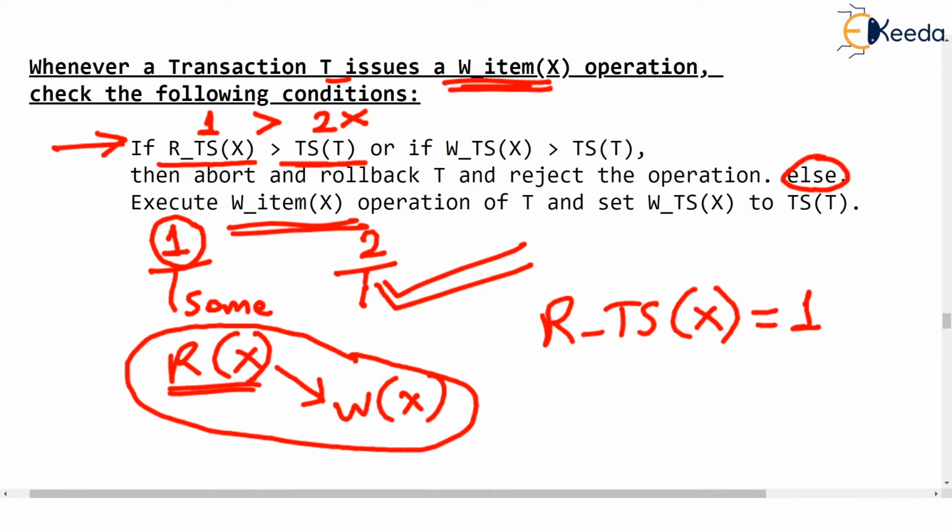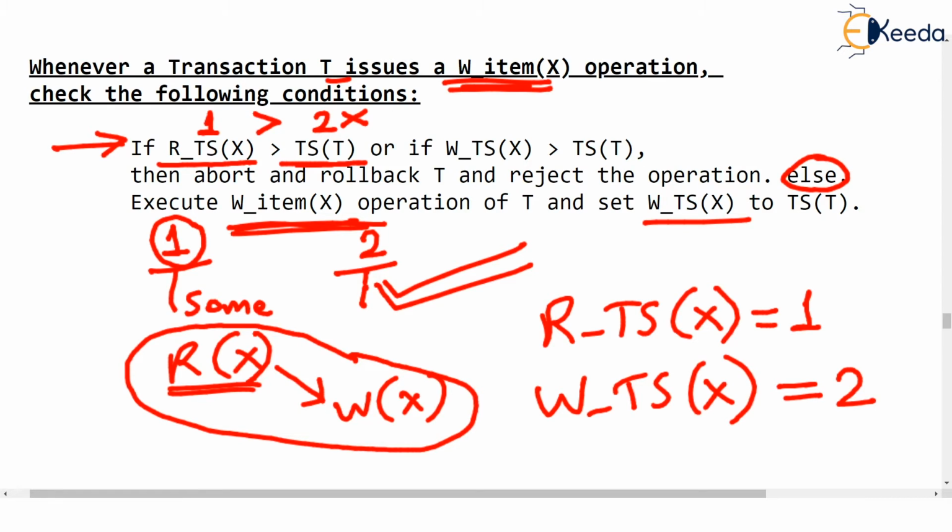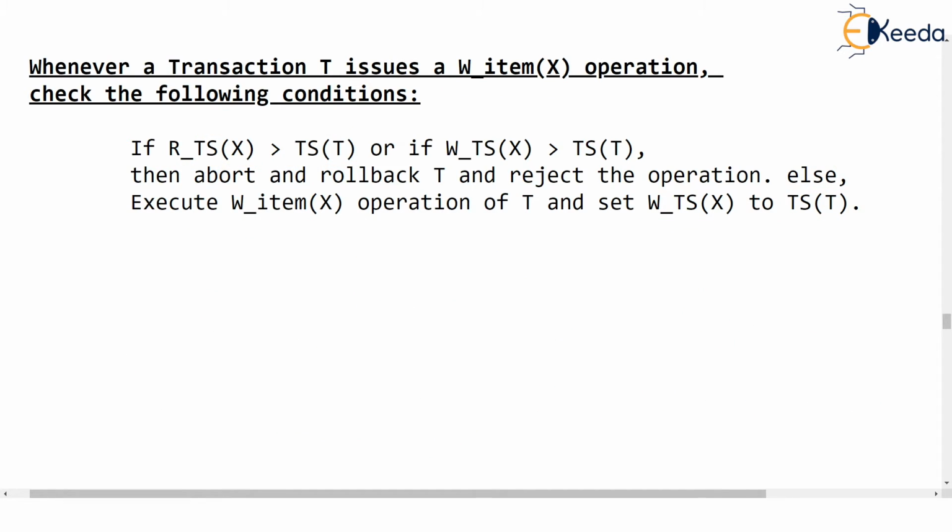I hope you have understood it enough. It's a simple comparison of the read timestamp with the timestamp of the transaction which is making the request. Also, we now have to set the new value of the write timestamp of X, because now X has been written just now, and who wrote X just now? The transaction which has the timestamp of 2. That's it then. This is how the write timestamp is checked.